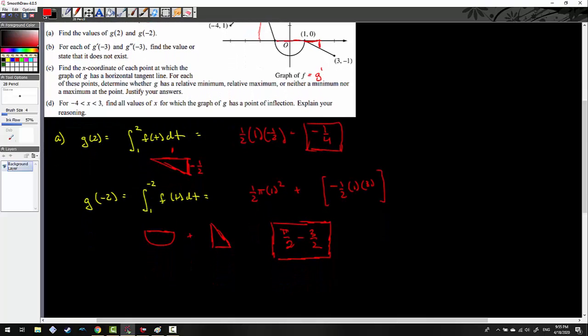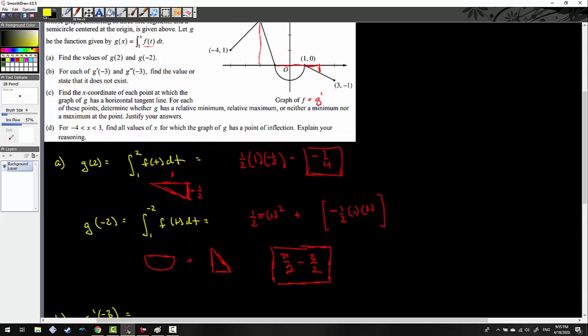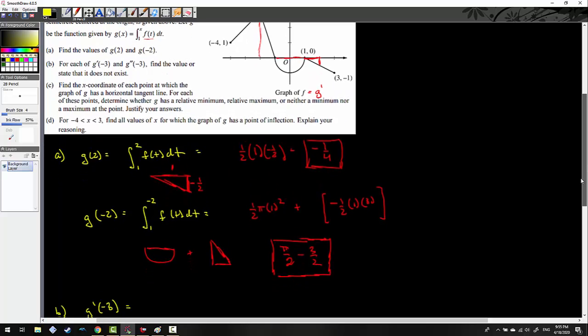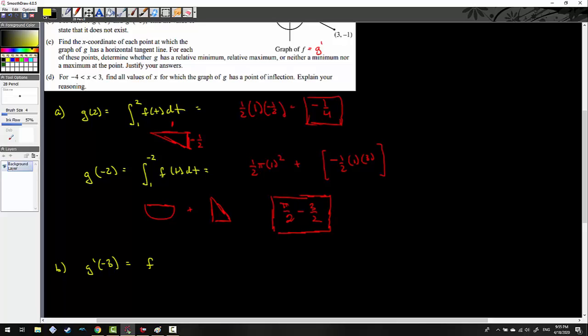Alright, cool. I think we're pretty good so far. Part B, it says, for each value of g prime of -3 and g double prime of -3, find the value or state that it does not exist. So g prime of -3, well, remember, part of the reason why we established the relationship between f and g so quickly was so that we could be helped by problems like this. So g prime of -3 is like saying f of -3, because remember, if I derive g once, I arrive at f. So I have to just go to the graph and find out where that is.